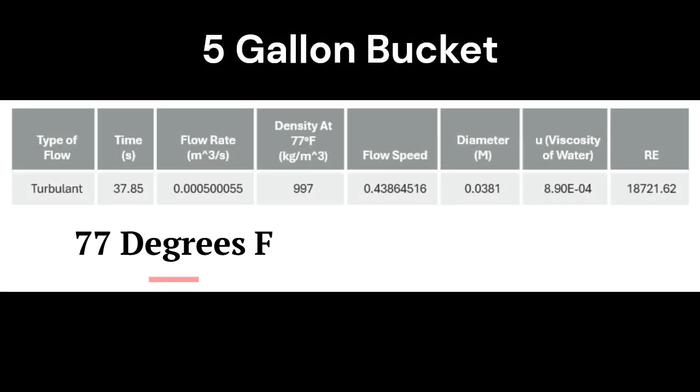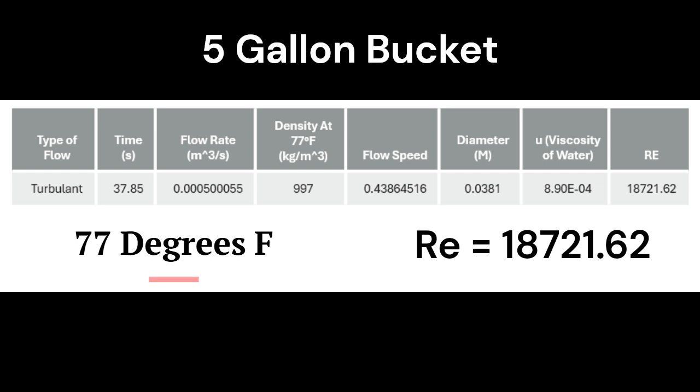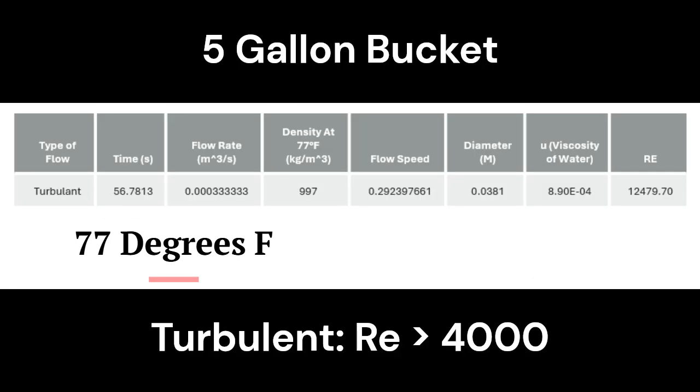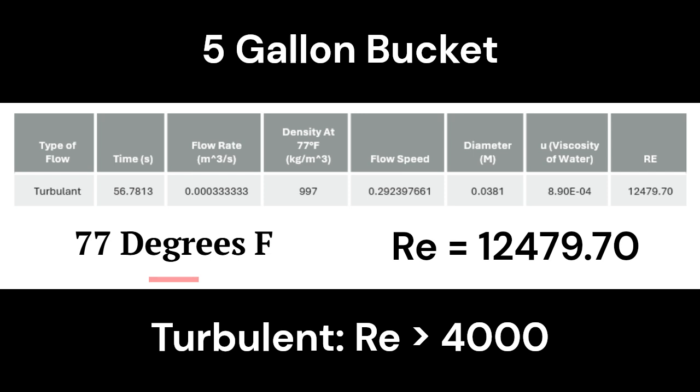The first turbulent flow test came out to be a Reynolds number of 18,721.62, with a time to fill of 37.85 seconds. This flow is definitely turbulent due to the Reynolds number being larger than 4,000. And the last flow test came out to be a Reynolds number of 12,479.70, with a time to fill of 56.78 seconds. This is also a turbulent flow since the Reynolds number is bigger than 4,000.